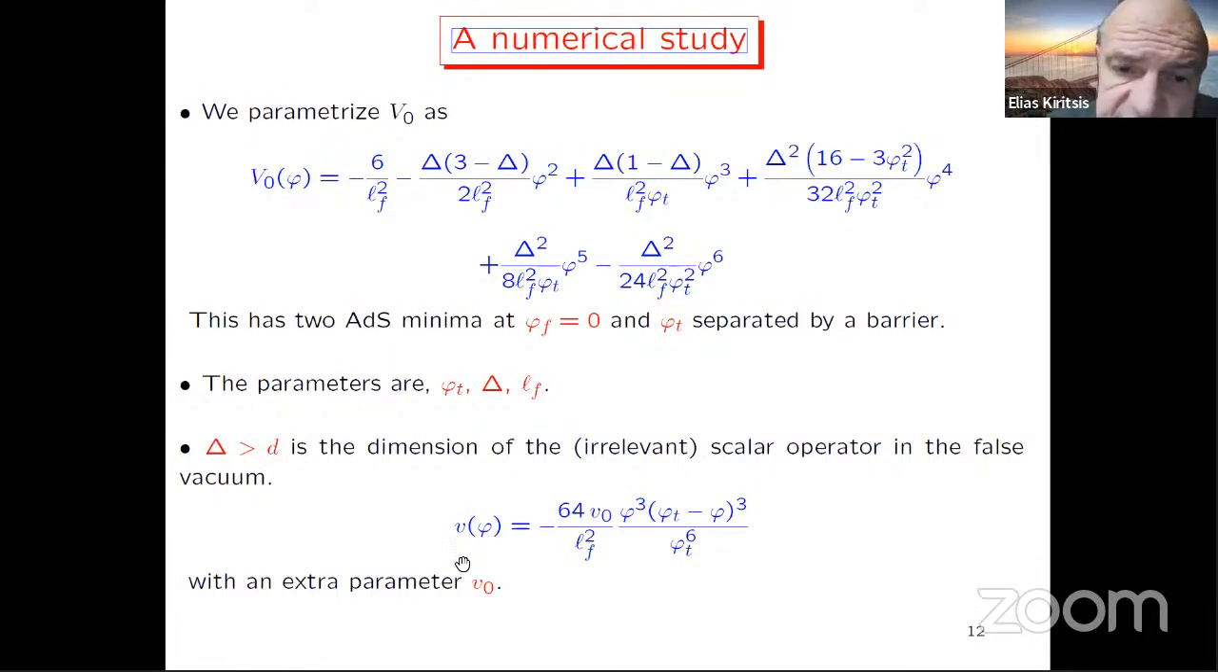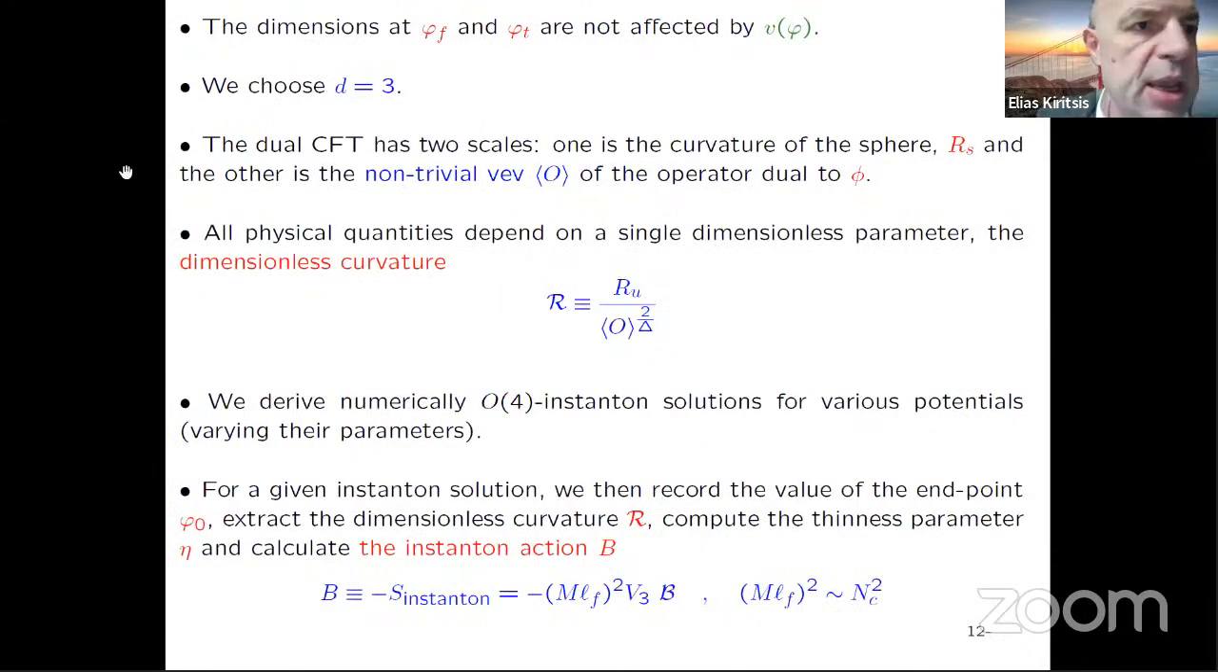So to this, I will add now a small perturbation. V0 is the parameter that controls how big this is. This is sextic again, but it's engineered so that near one minimum and near the other it starts at cubic, so it doesn't modify the scaling dimensions of the appropriate perturbing operators. And I will choose d equal to 3. And I have to remember that in this context, the dual conformal field theory has two scales. One is the curvature scale of the sphere that you're putting it upon, and the other is the non-trivial vacuum expectation value of the operator that's dual to my scalar field phi.